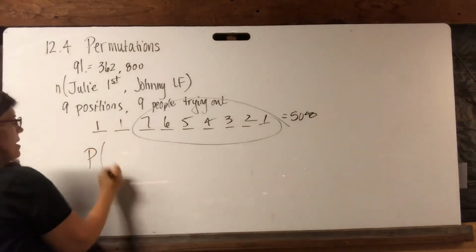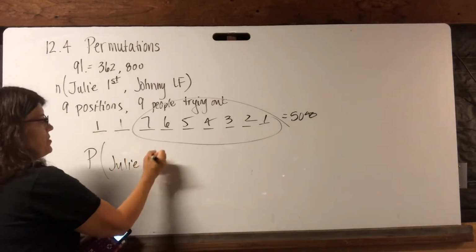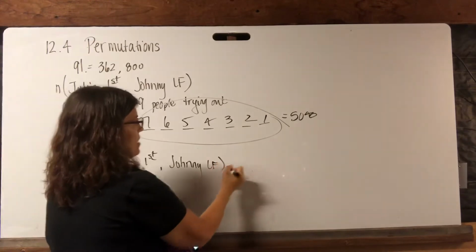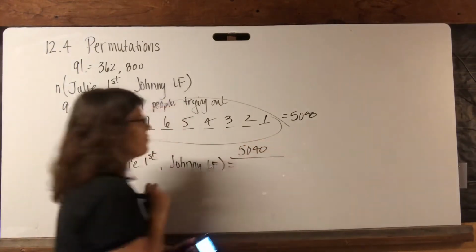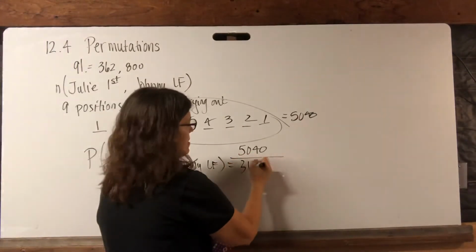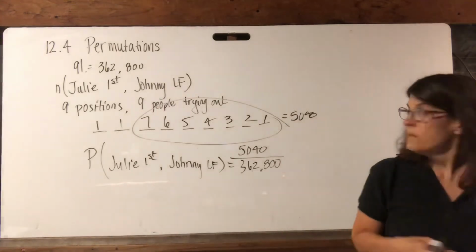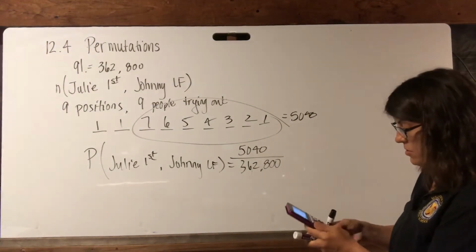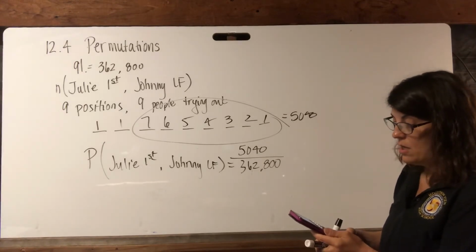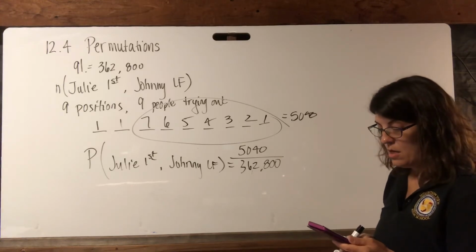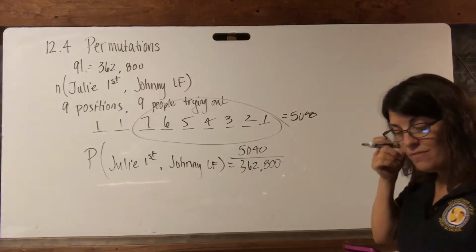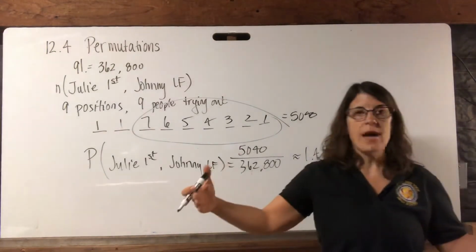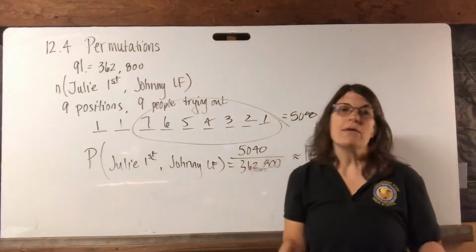So the probability that you have a team with Julie on first and Johnny in left field is 5,040 over 362,880. If you're going to leave it this way, it's wrong. You need to at least reduce it, if nothing else. But I'm going to do the percent. What did I do wrong? 1.4. You have a 1.4% chance that in this group of 9 people Julie will be chosen to play first base and Johnny will be chosen to play left field.